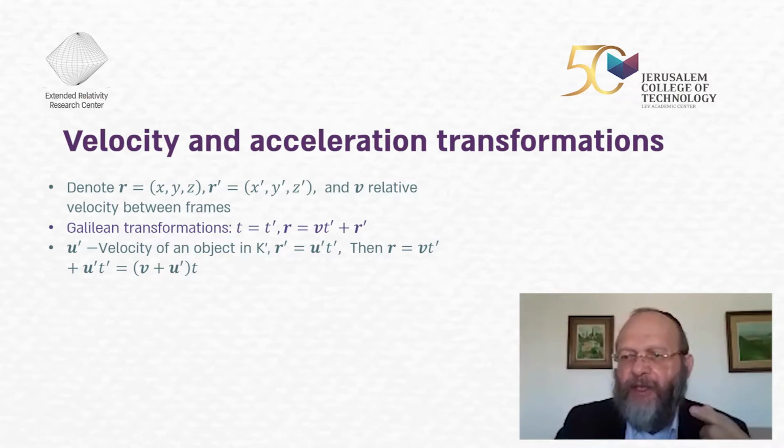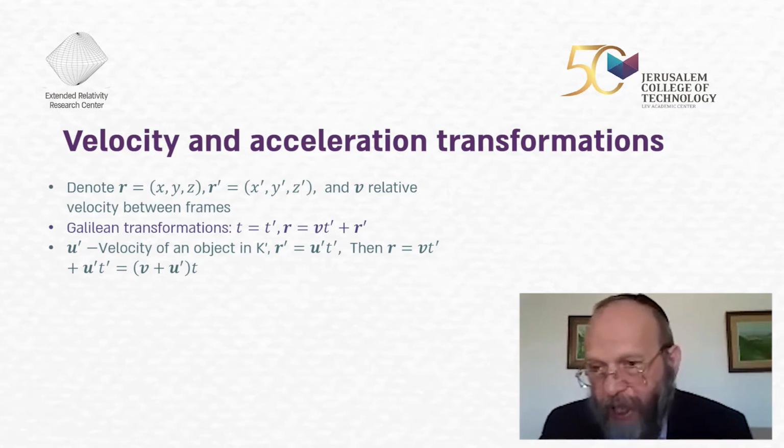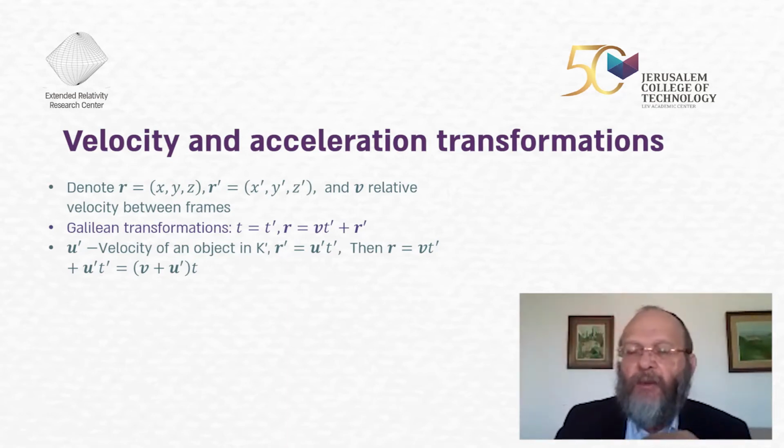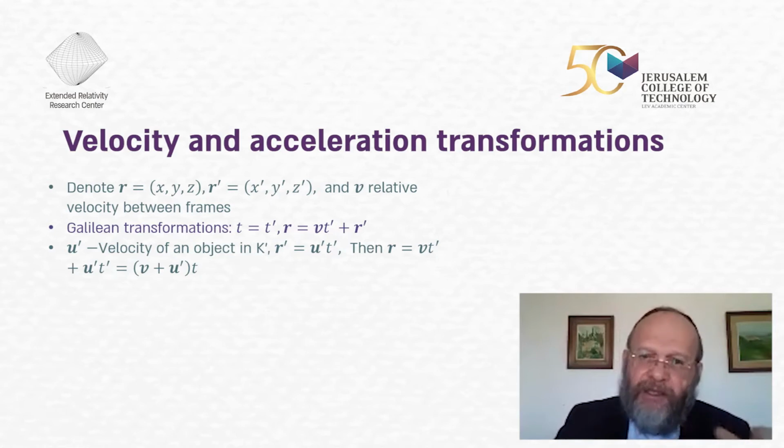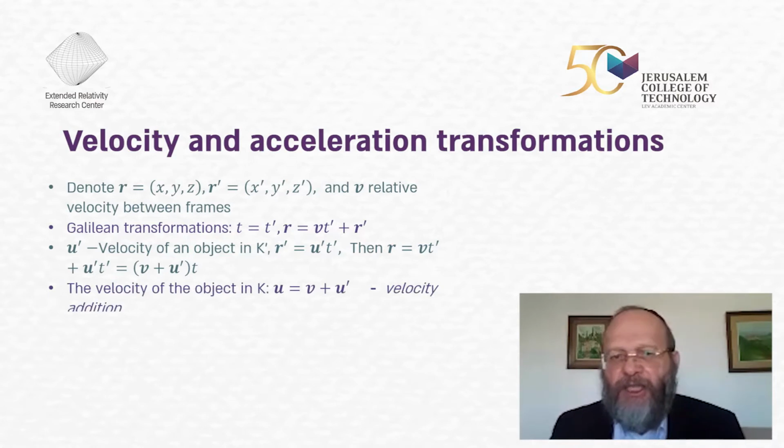V is the relative velocity of system K prime. u prime is the velocity within K prime. And the sum represents how I see in system K my velocity. This is a very simplified form of velocity addition. The velocity of the object in K is u, which is equal to v plus u prime, and that's called the velocity addition.